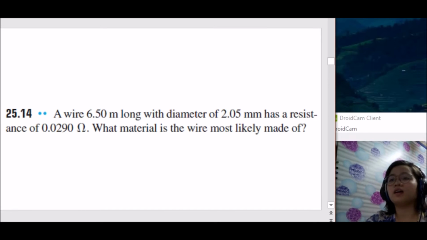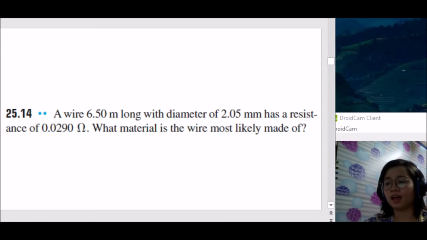The next question is 25.14. A wire 6.15 meters long with a diameter of 2.05 millimeters has a resistance of 0.0298 ohm. What material is the wire most likely made of? We'd like to know what kind of material we're talking about here, given all of these values. So we're talking about resistivity, right? If we know the resistivity of something, we can likely know the material.